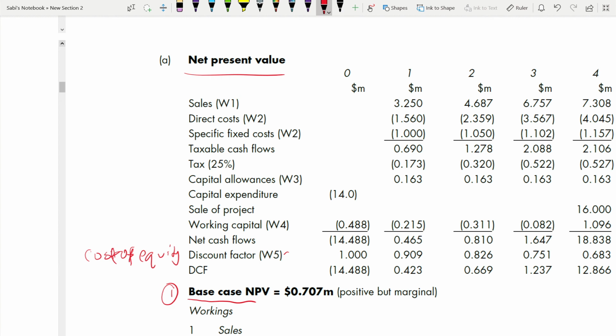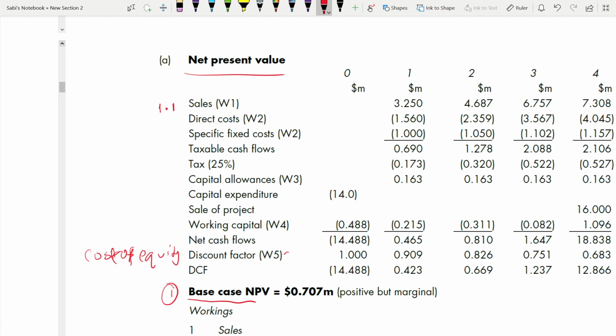So how do you know what is your first step? It is your sales only. Always start with the sales. Okay. So now I am putting 1.1. I'm not putting 1 because for the base case net present value, that is your first step. So I'm writing 1.1. Under that, you have to find, so 1.1 is your sales.